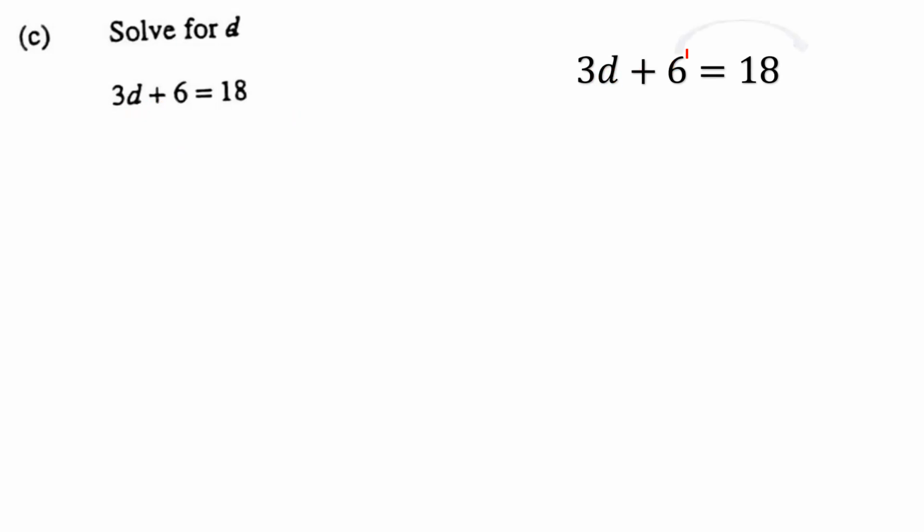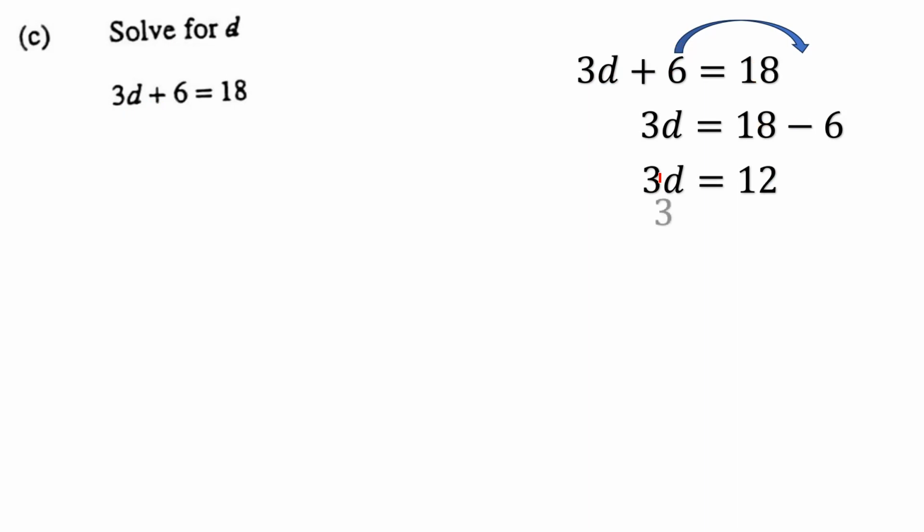So let's send over the 6. It was a positive 6. Once we send it over, it becomes a negative 6. So it's going to be 18 minus 6. What is 18 minus 6? That's definitely 12. But we still have this 3 on the side of the d. What we want is d by itself. And so we have to divide both sides by 3. We do that because we want to get rid of this 3. And what happens? These 3's cancel out each other. So we have this 3 cancel with this 3.